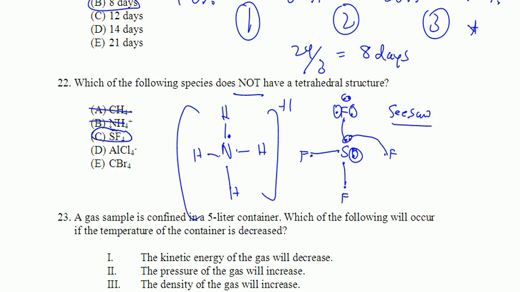C is going to be the answer. You can go back and look at D and E. E and A are exact same thing. You're just going to have halogens on the outside instead of the hydrogens.